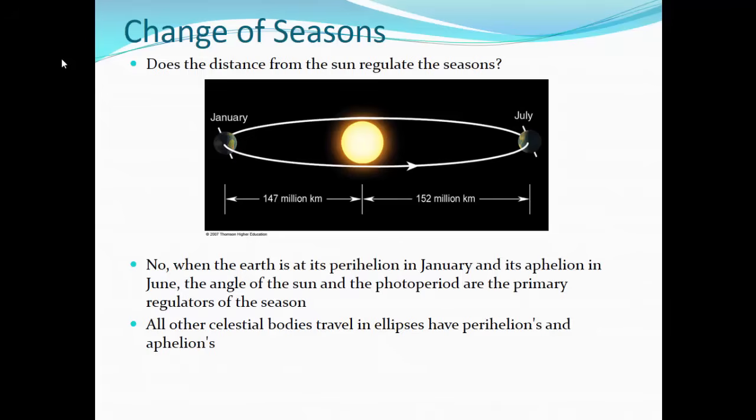Does the distance from the sun regulate the seasons? No, it does not. When the Earth is at its perihelion in January and its aphelion in June, the angle of the sun and the photoperiod are still the primary regulators of the seasons. By the way, all other celestial bodies also travel in ellipses and have perihelions and aphelions.